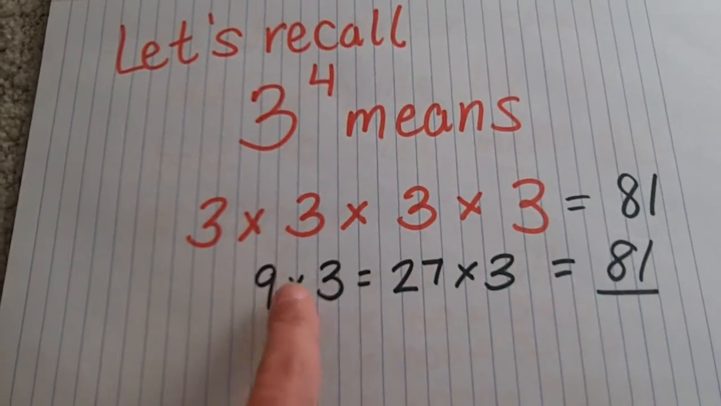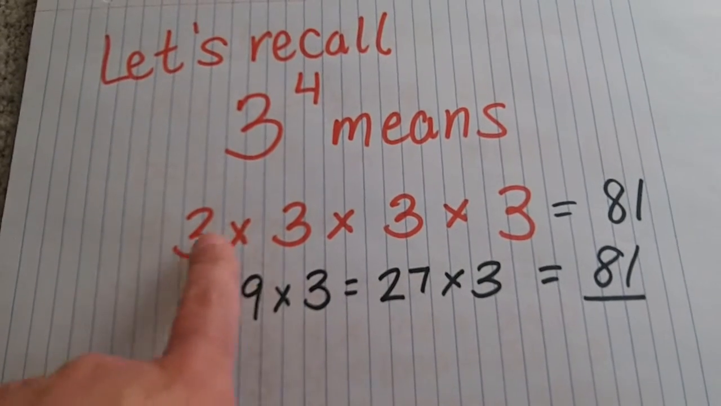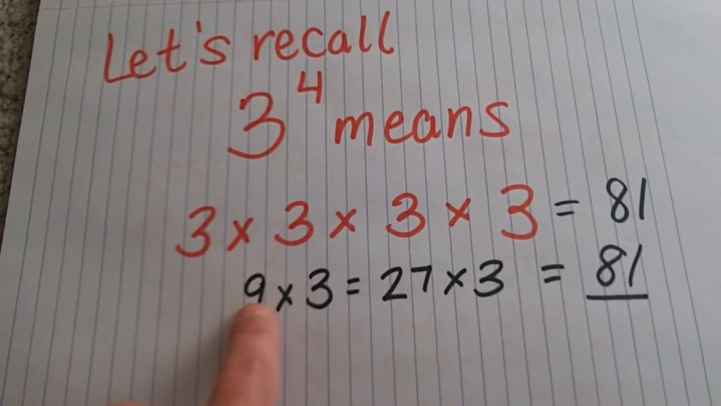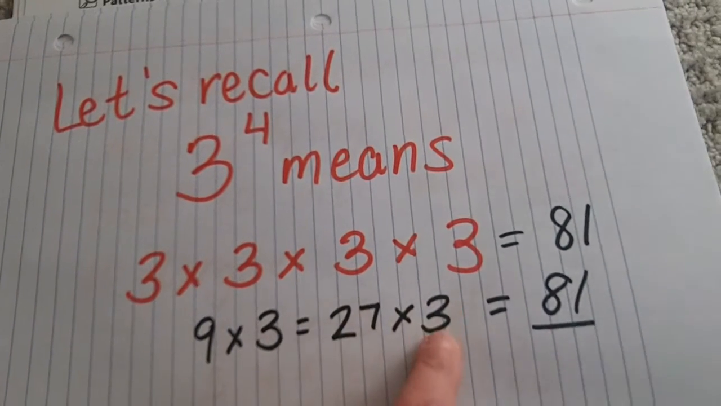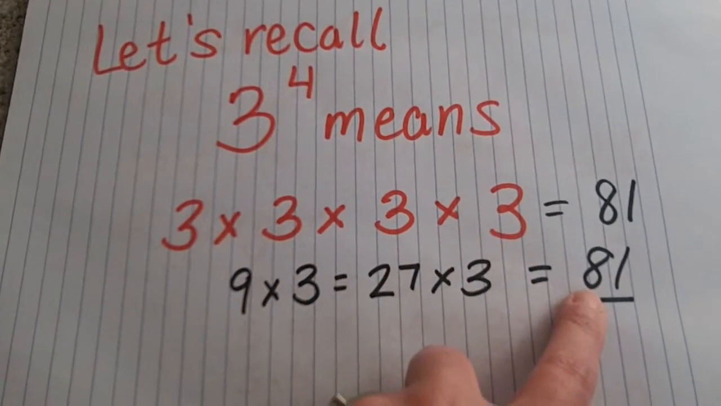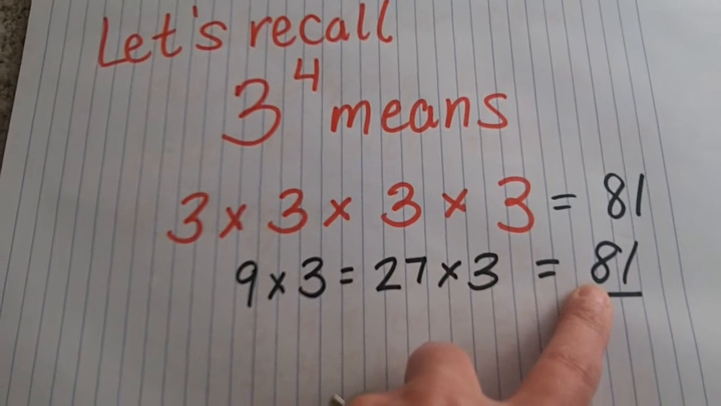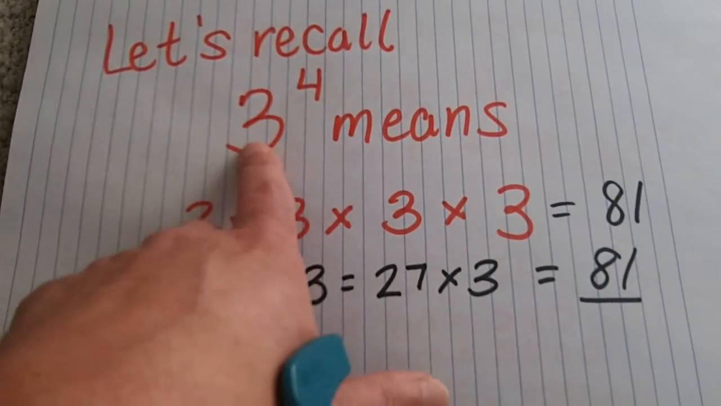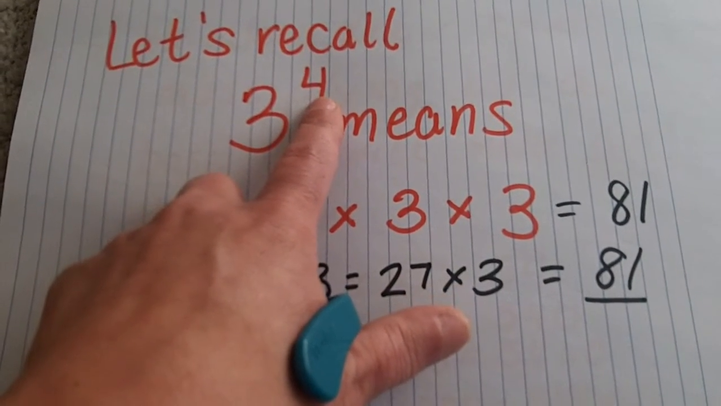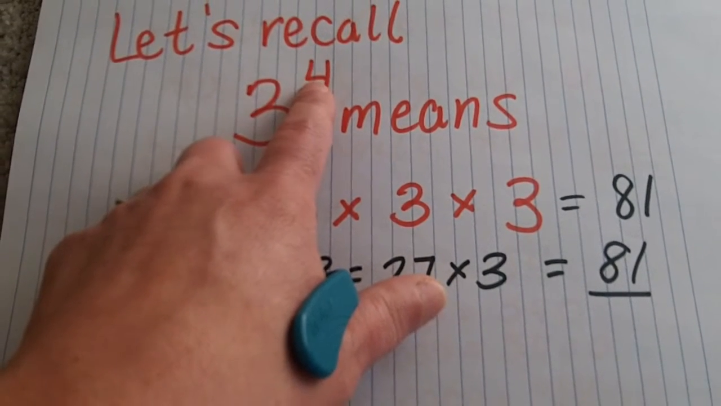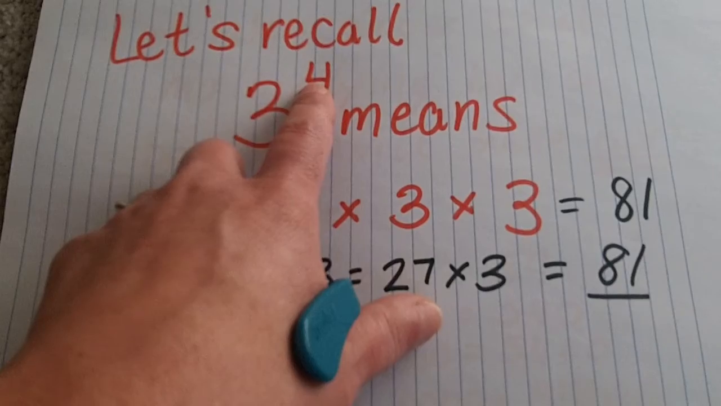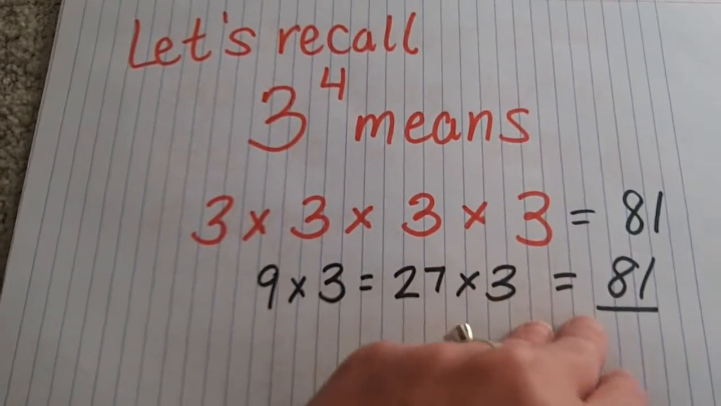So we know that 3 times 3 is 9. 9 times 3 is 27. 27 times 3 would give us a total of 81. So our answer for 3 to the 4th, you could say it that way, or 3 to the exponent of 4, or raised to the 4th, would be a total of 81.